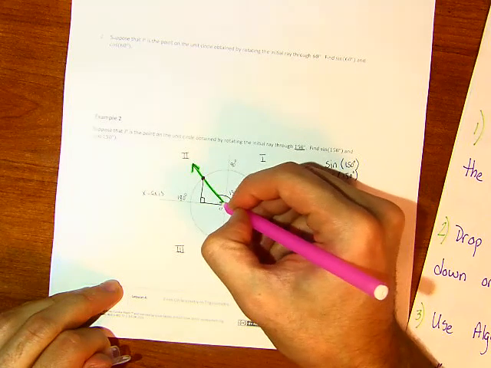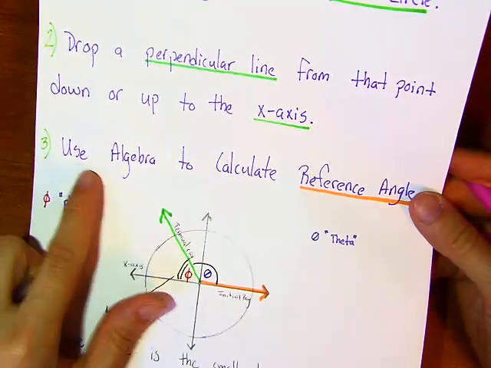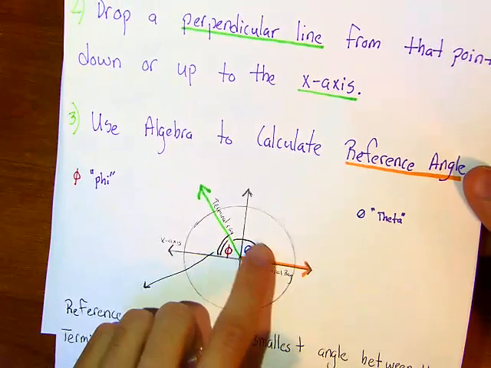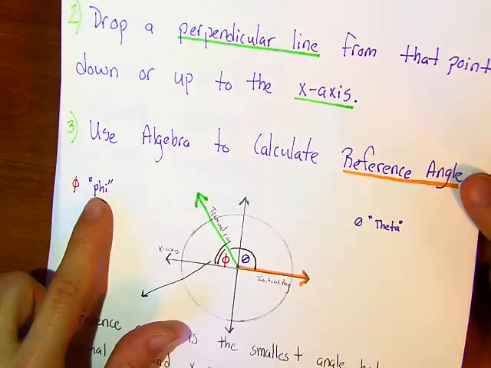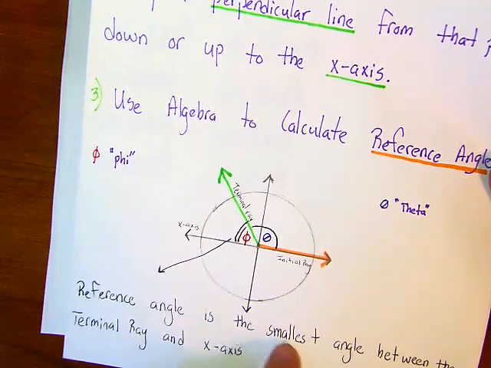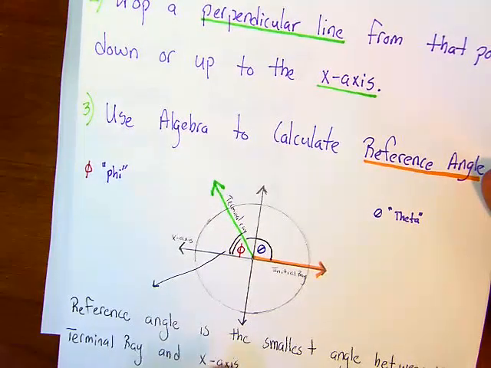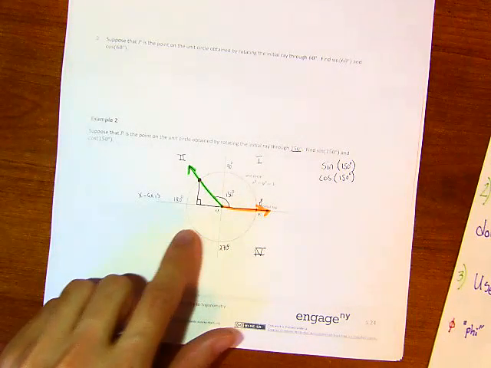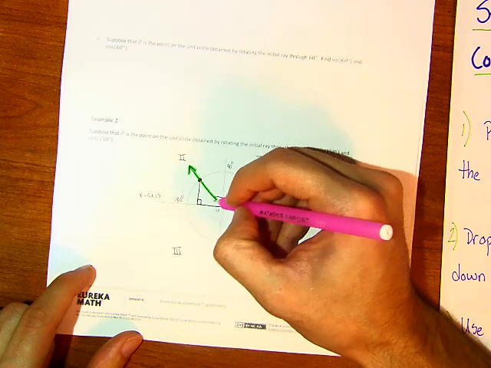The question is, what is this angle over here? Well, let's think about it. For number 3, it says use algebra to calculate the reference angle. This angle over here, remember, the elevation is called theta, and the reference angle is called phi. So how do we know what this phi is? The reference angle is the smallest angle between the terminal ray and the x-axis. And here, the smallest angle between this terminal ray and the x-axis is this angle here.